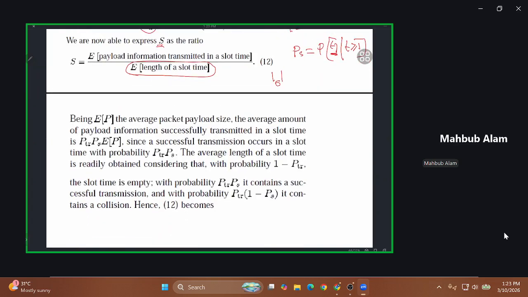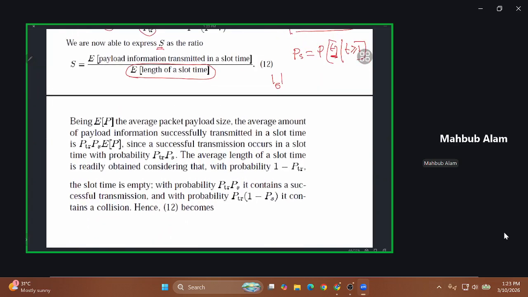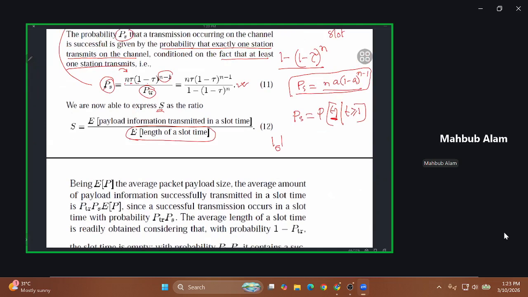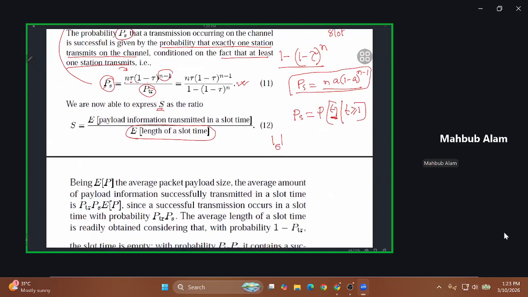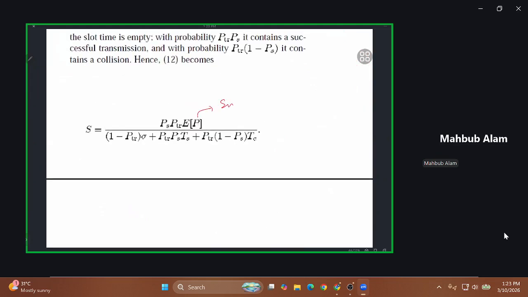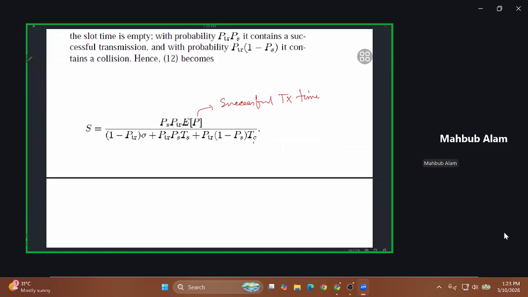It is defined as the payload time, the successful transmission time. Another one is the collision time. What are the definitions? TS is the successful transmission time, and this indicates the DIFS, transmission time, SIFS, and the ACK transmission time, with the assumption that RTS, CTS handshaking are not used. If you use the RTS, CTS handshaking, then the duration will change. And TC is the collision time.